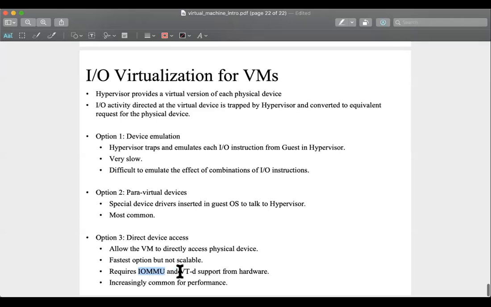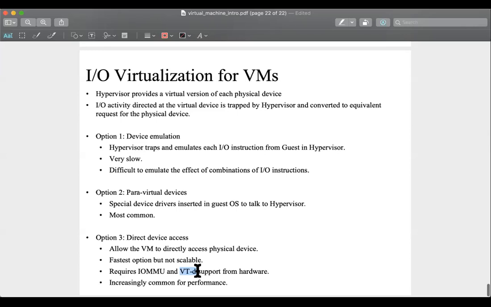So this IO MMU, along with the direct device access support, is called VT-d, virtualization technology for directed IO. And this is hardware support built in. So when you buy a CPU, it usually comes now with VT-x and VT-d, and of course you have to enable them to use them with VMs. But once you use them, then you can get dedicated IO devices for VMs with full IO performance.